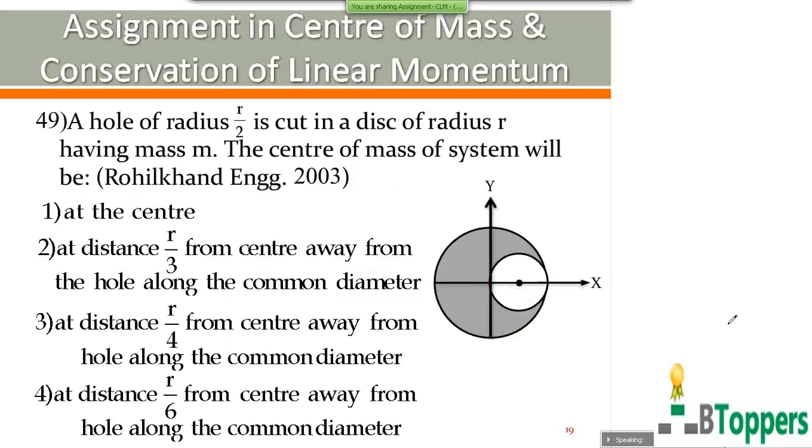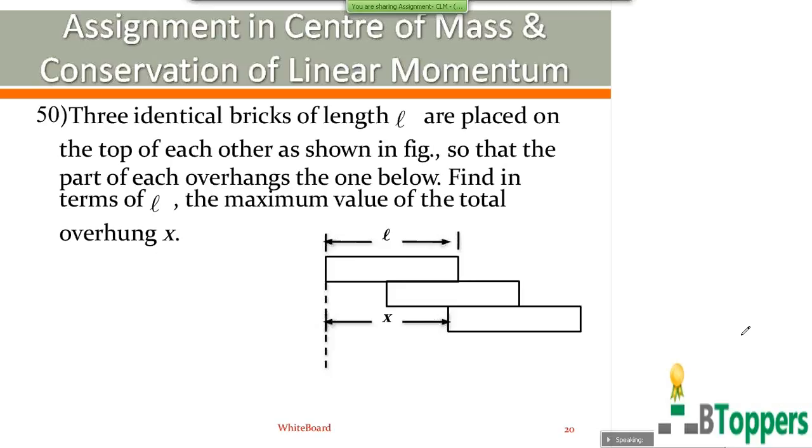So for question number 49, the fourth option is the answer. That means the center of mass of the system of the remaining disk will be at a distance R by 6 from the center, away from the hole along the common diameter. So the fourth option is the answer. Now look at question number 50.